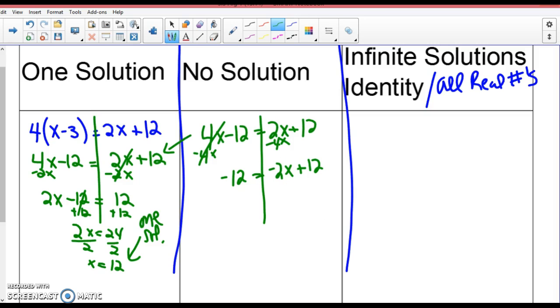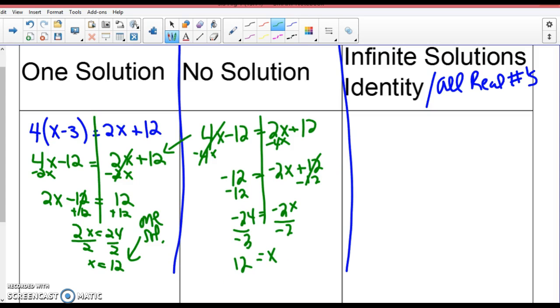And now you say, well, that's different than what we had. Well, let's see what's going to happen here. We're solving for x, so I need to subtract 12 from both sides. I get negative 24 equals negative 2x. Divide both sides by negative 2. I end up with x is positive 12. I get the same answer.